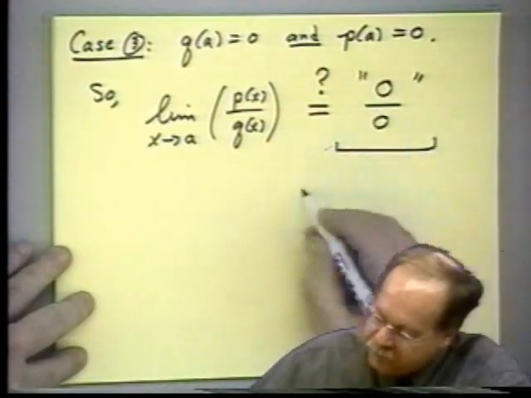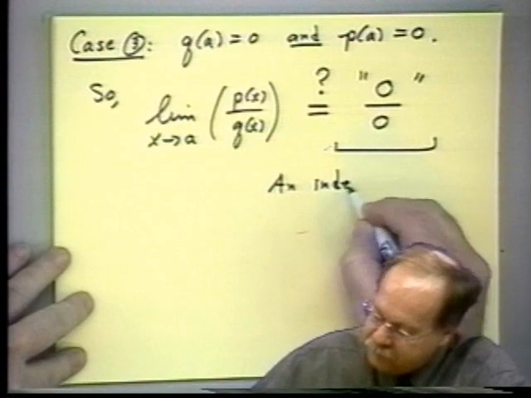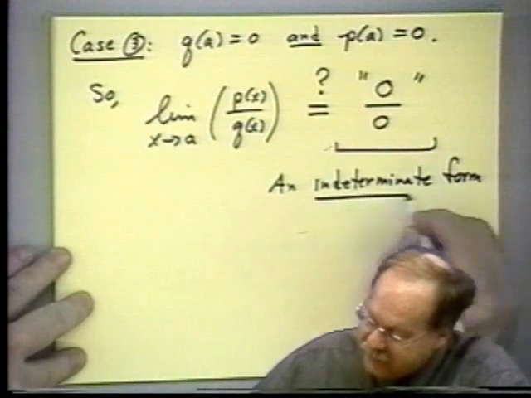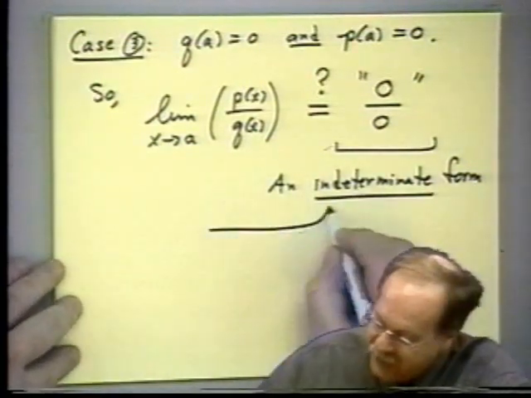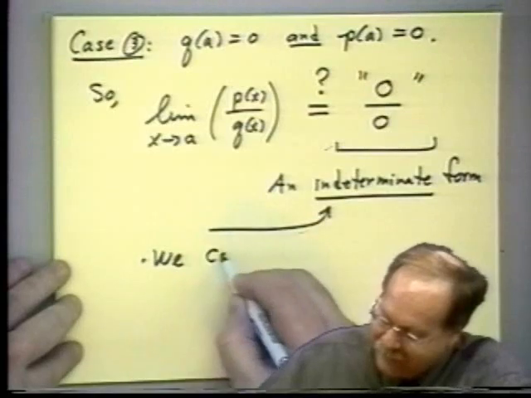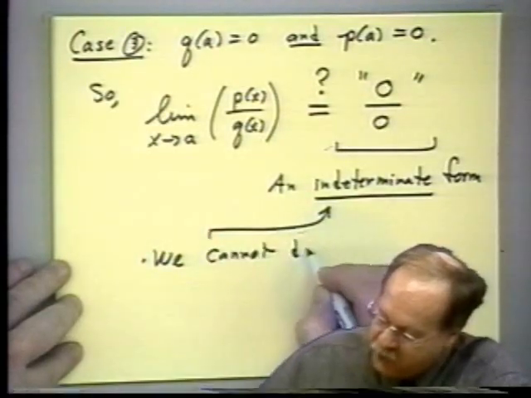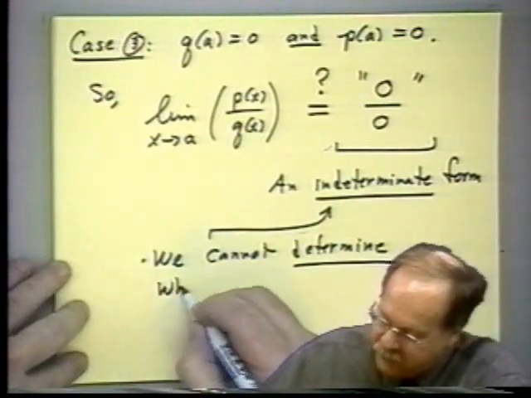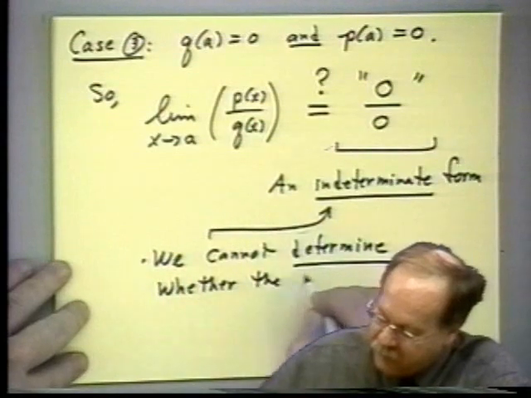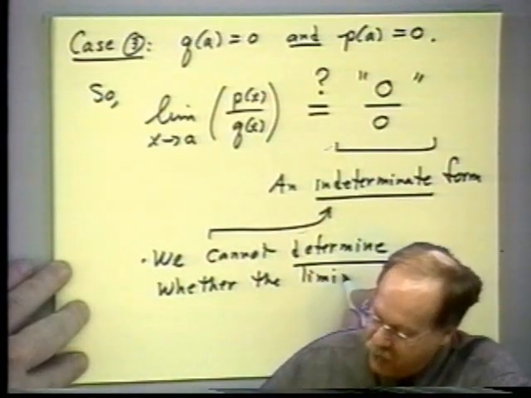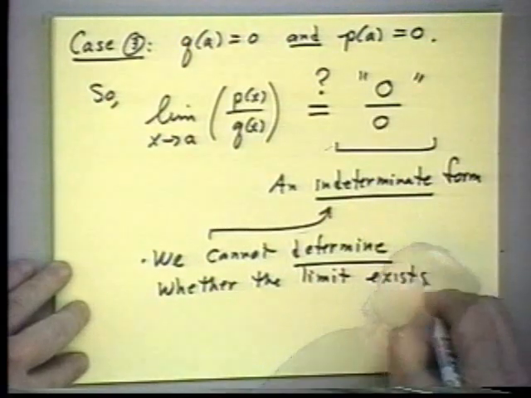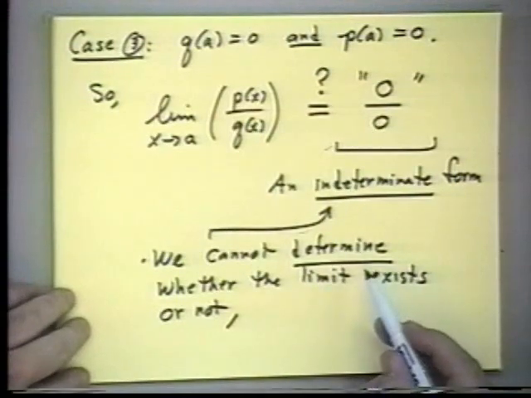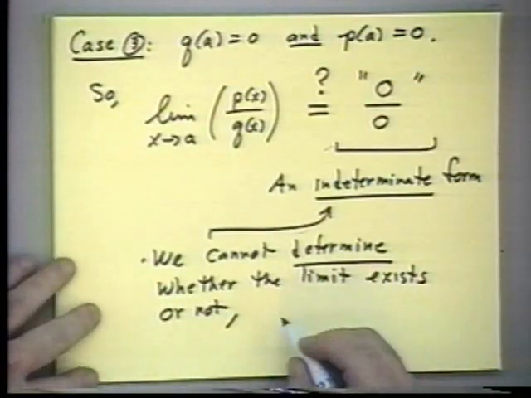This is what's called an indeterminate form. And it's called indeterminate because, well, we can't determine it. It's as simple as that. We cannot determine whether the limit exists, and remember, exists means equals a real number, whether the limit exists or not. And I'm not going to stop there because that would sound like we can't determine it at all. We can't determine it without more work.